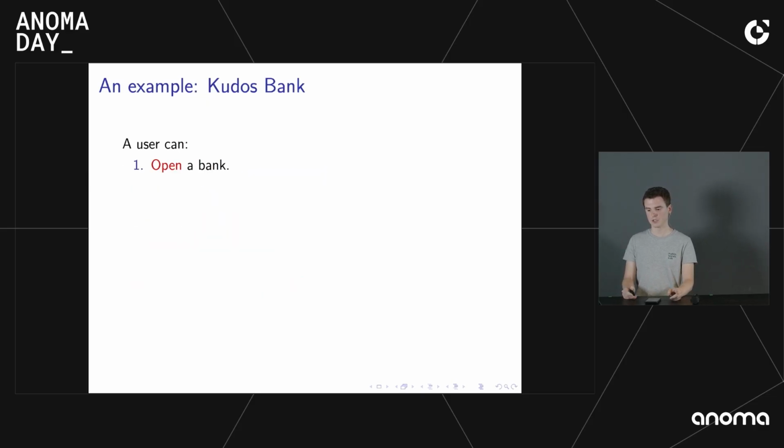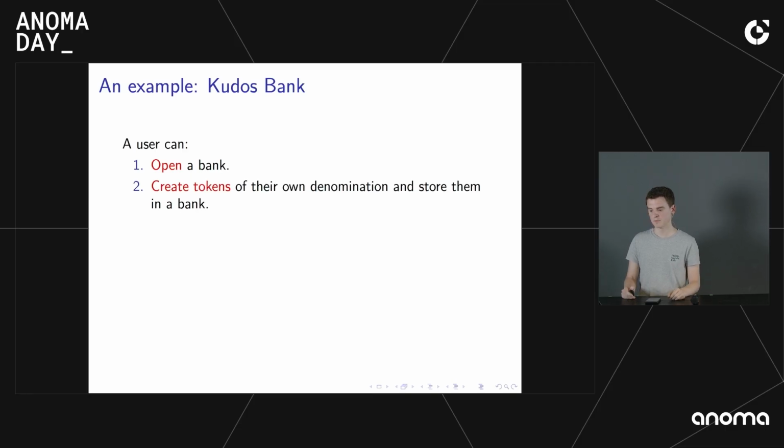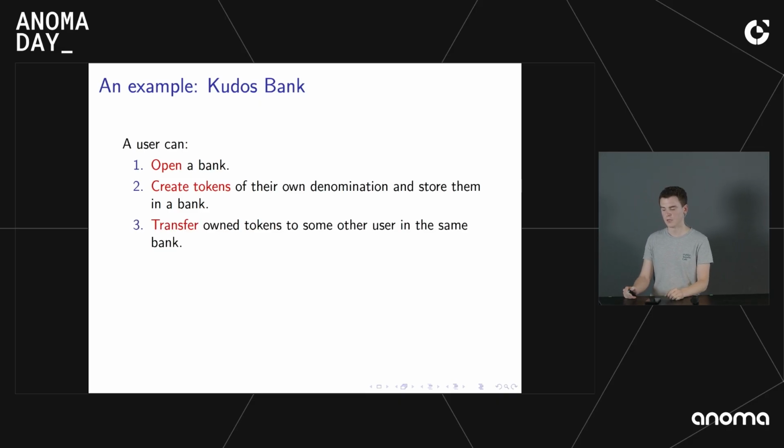Okay, so now I'll show you an example that involves functions. I don't have time to show you the full code of the example, so I'll just summarize the interface. This example is called Kudos Bank, and it allows the users to first open a bank. So for instance, Jonathan, you can open a bank, and then someone else can come to your bank and create tokens of their own denomination. So for instance, Lukasz could come to your bank and create 10 Lukasz tokens, which will be stored in your bank. Then the owner of these tokens can transfer them to any other user.